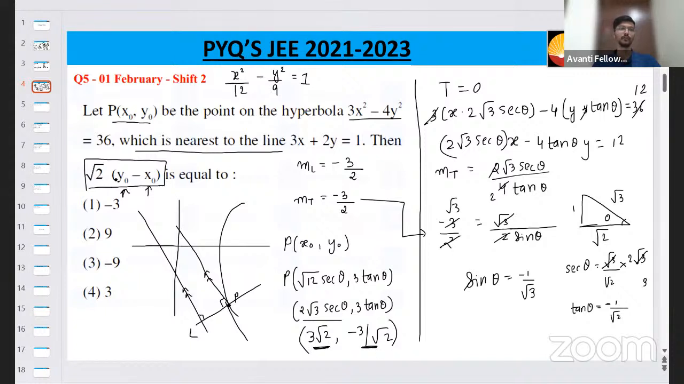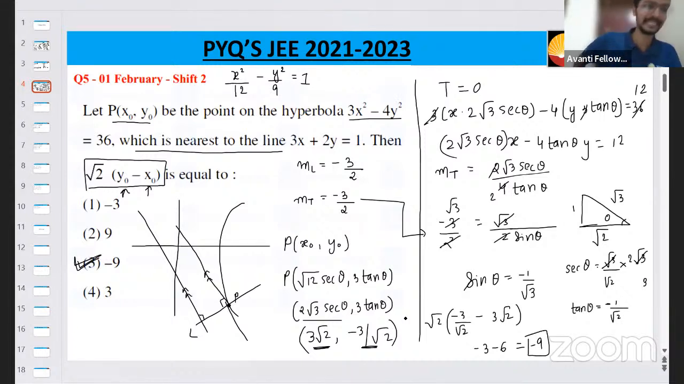We want to find root 2 into y0 minus x0. That will be equal to root 2 into y0 minus x0. If I multiply it, I'll get minus 3 minus 6, which will become minus 9. So my answer is option 3.